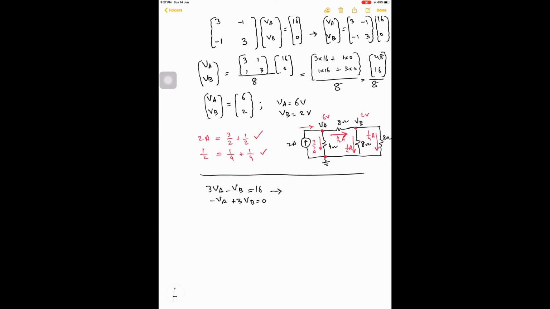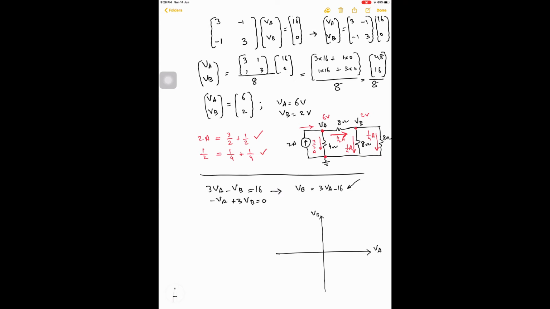I will express this as equation 1: VB is equal to 3VA minus 16, and now I will plot this on two axes. This is VA and this is VB. In order to plot this equation, a quick way is to assume VA is equal to 0, which means we are on the vertical axis.